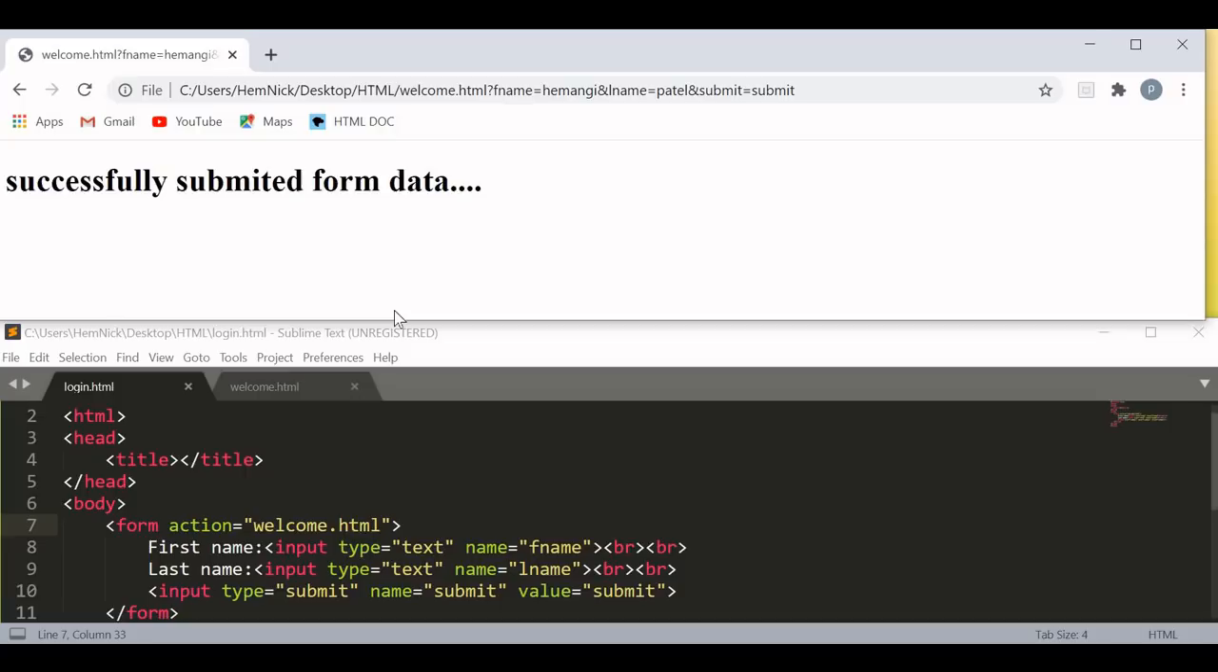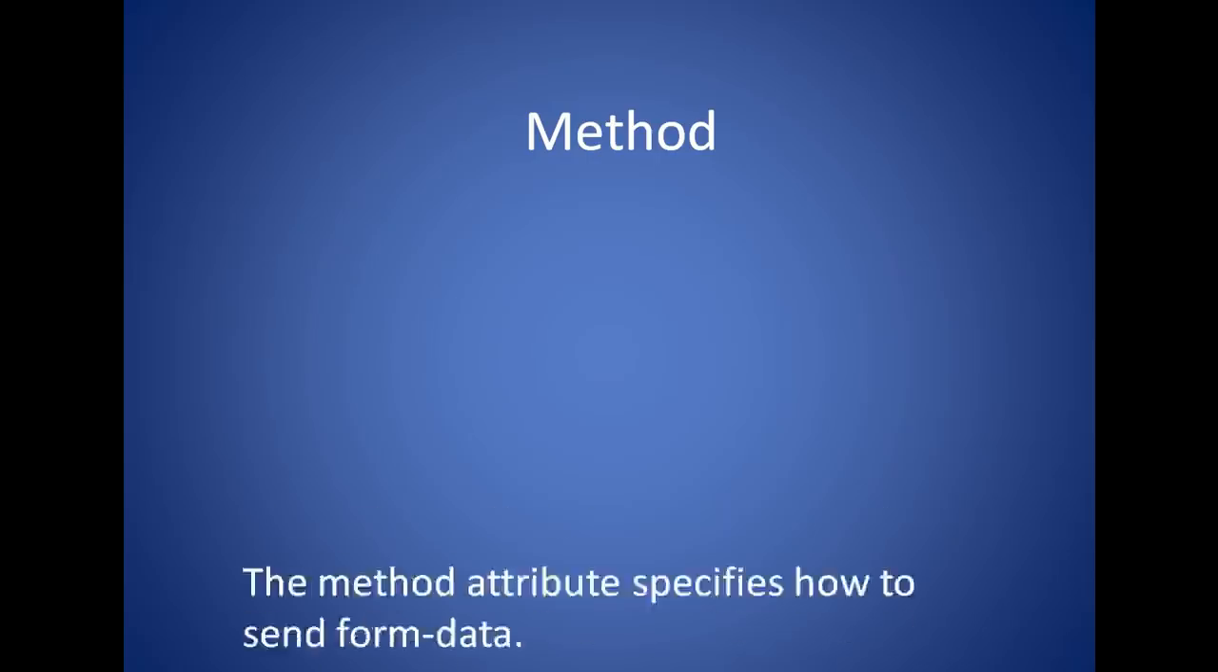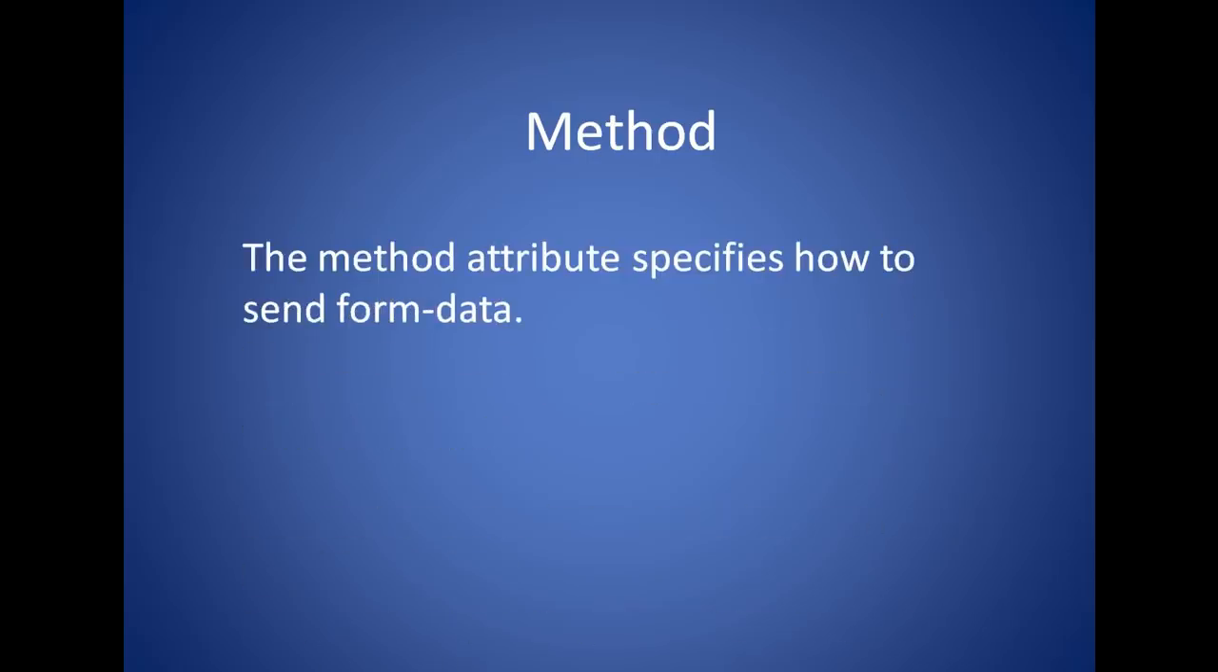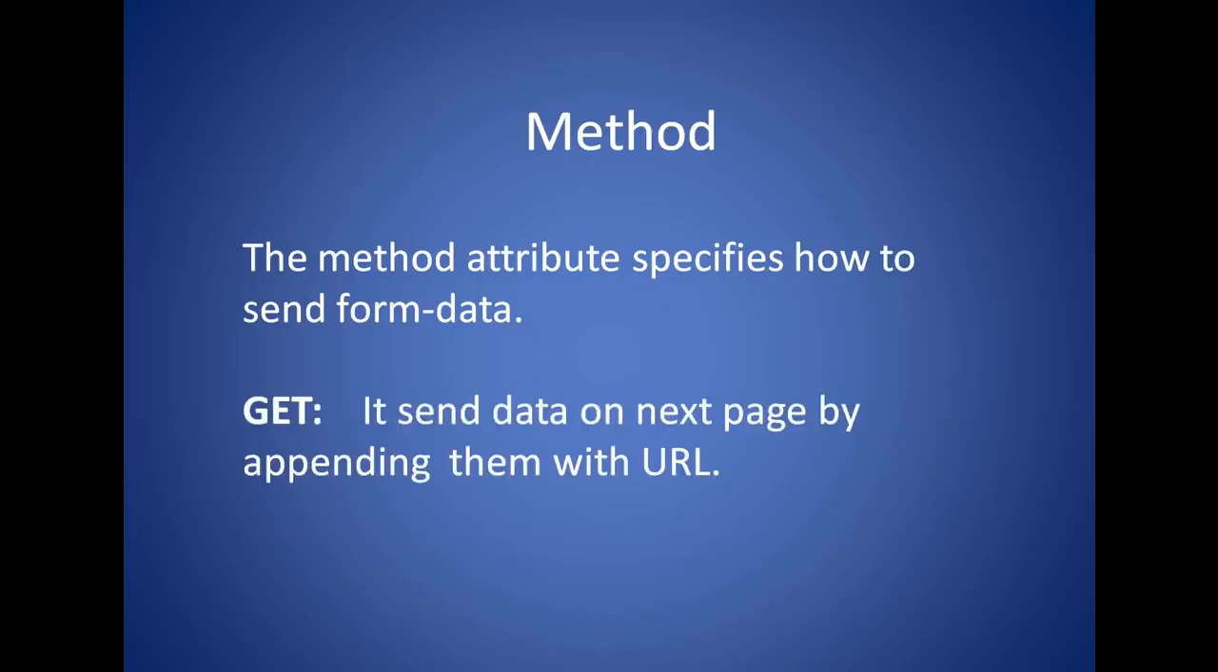So let's start with our next attribute. Our next attribute of form is method. Method is used to specify how to send form data to the next page. There are two types of method. First one is the get method and second one is the post method. Get method is used to send our data to the next page by appending that data to the URL. So it is a non-secure method because everyone can see your data which appears in the URL.